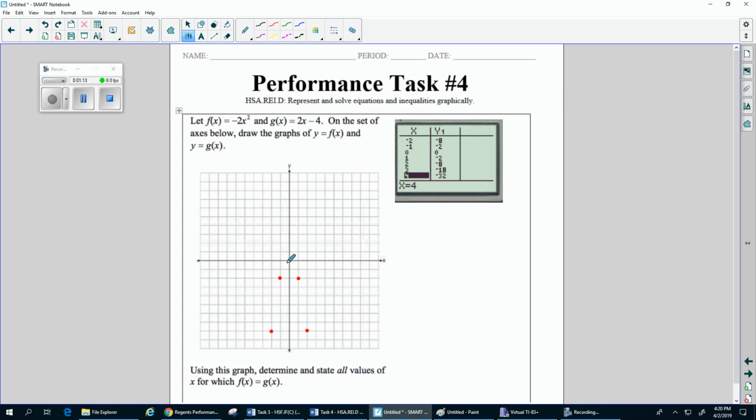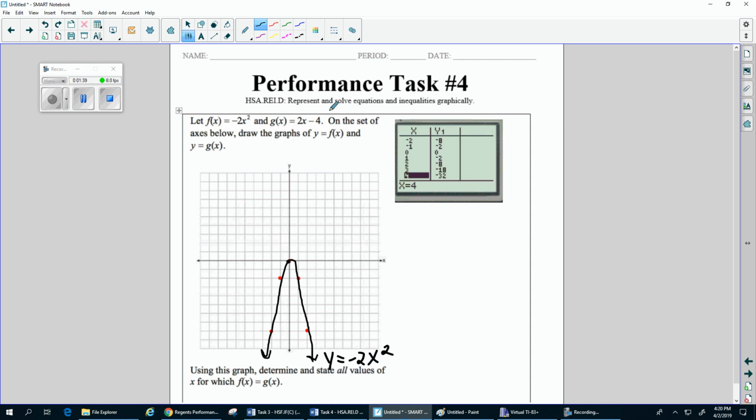That doesn't look good, so let's do that again. Much better. And make sure it's not pointy. You do want it a little bit curvy. It's a parabola, not an absolute value. Okay, and now what we want to do is make sure we label our graph. So this one is y equals negative 2x squared.